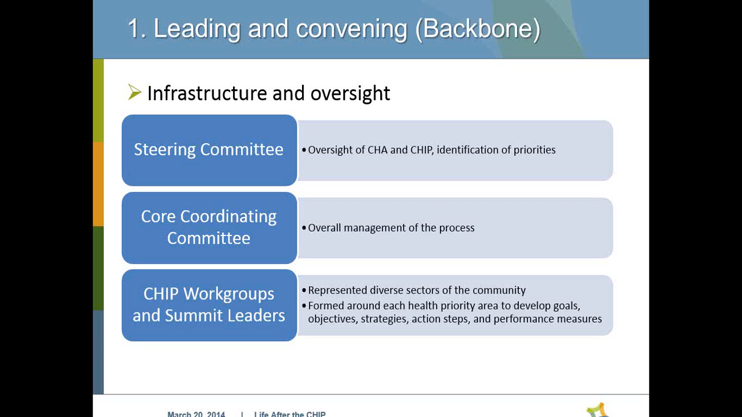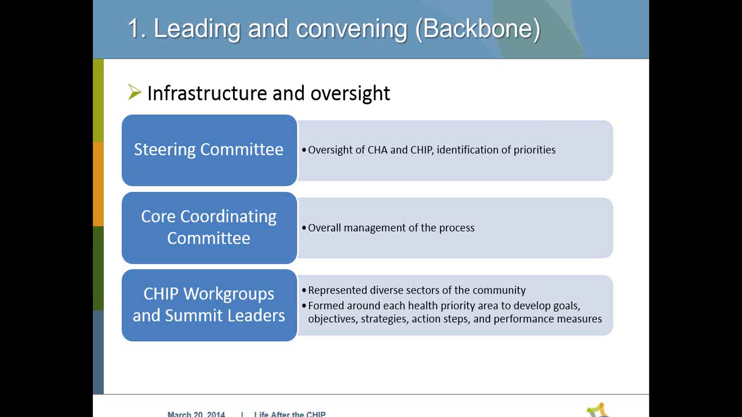All of those executives form the advisory committee, and their directors of planning and managers focused on the core committee. We also had CHIP work groups and summit leaders, and these represented diverse sectors of the community, and they formed around each health priority. How we recruited these people is actually trifold. We went to the community when we presented our community health assessment, and we marketed and encouraged community members to participate. And when I say community members, I'm talking about residents, partners, stakeholders, and elected officials.